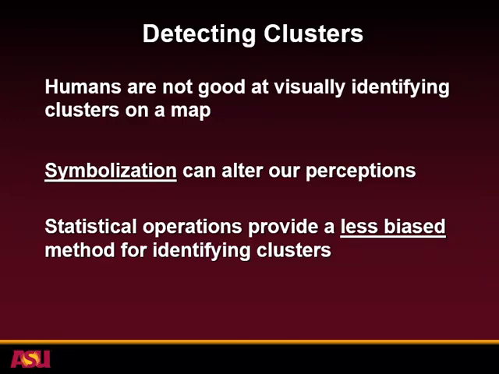And so as we launch into the next part of this module, I want you to keep a few things in mind. The first is that humans aren't very good at visually identifying clusters on a map. And part of the reason is that the symbology or the symbolization can alter our perceptions of where those clusters lie. And so statistical operations can provide a less biased method for identifying clusters. So in the next part of this module, you will learn some statistical techniques that you can implement in GIS with polygon data to identify clusters in data and search for those patterns that may be in your data.